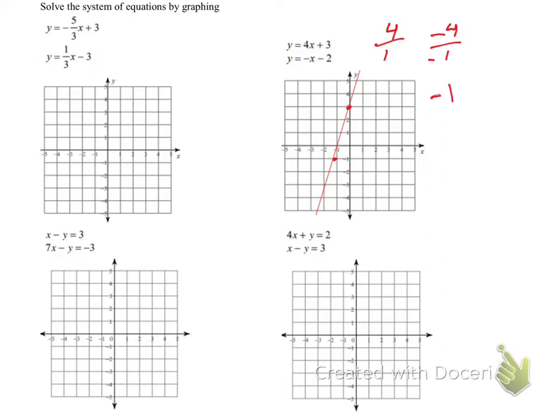My starting point is (0, -2). Remember, it's negative 1 rise, so I'll go down 1, to the right 1. Down 1, to the right 1. And then I can reverse it and go up 1, to the left 1. So if I draw my line, you guys should probably already see where I'm going with this.